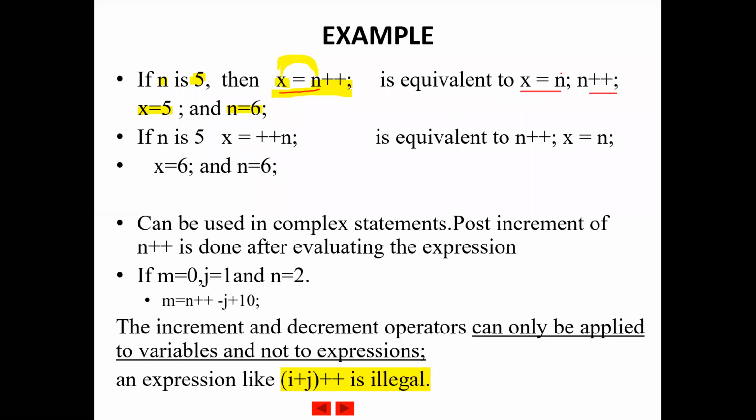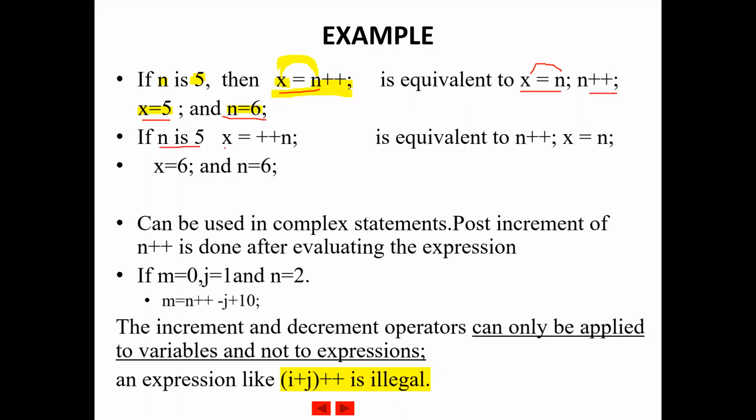That means first the current value of n is assigned to x and then we are incrementing n. So that's why we are getting x equal to 5 and n equal to 6. Now in the next example, which is an example for the prefix, again we are taking n as 5.